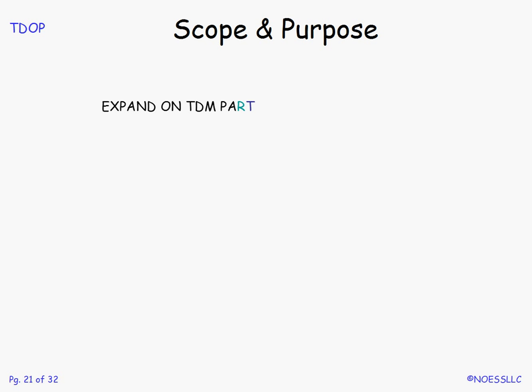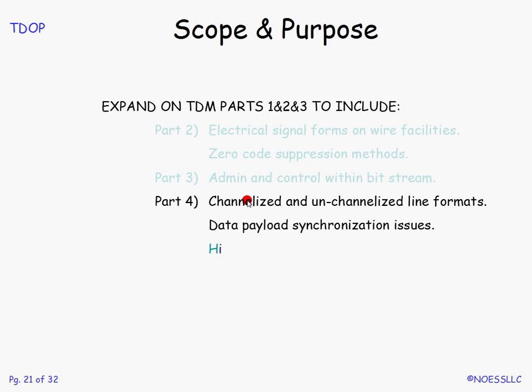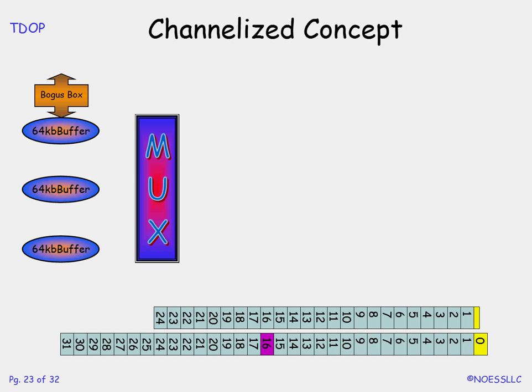What are we going to look at in this fourth part? Well, expand on, guess what, parts 1, 2, and 3 to include this. Channelized and unchannelized line formats, some payload synchronization issues, and a little tiny bit about higher order multiplexing than our T-type or E-type that we've looked at so far. Okay, first, channelized and unchannelized line format.